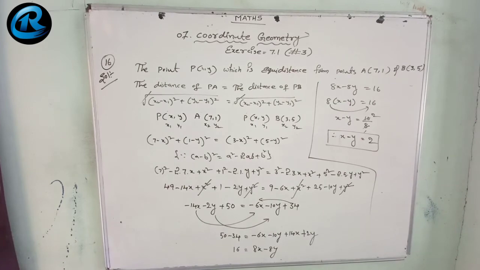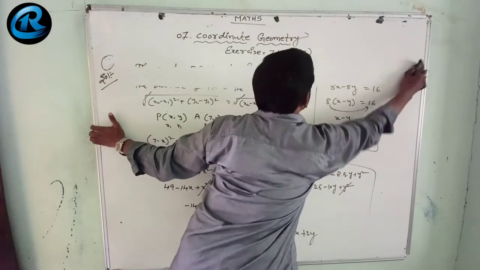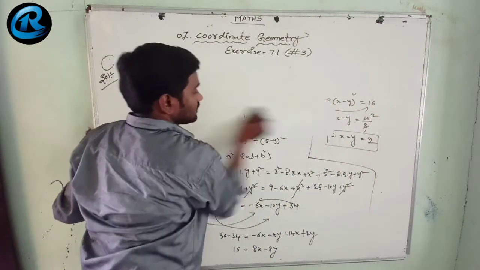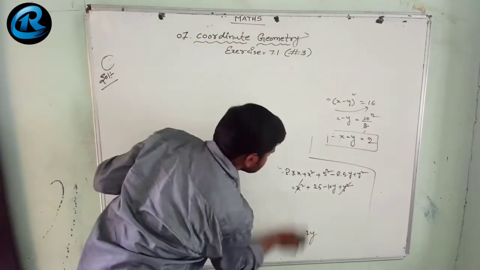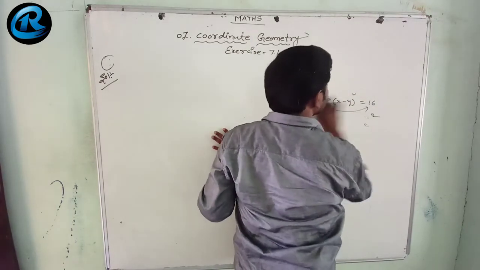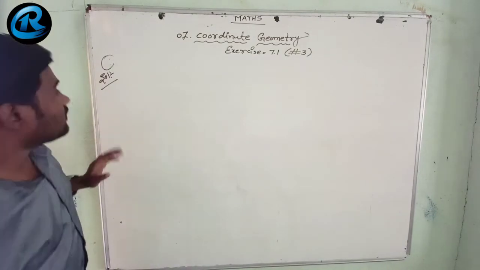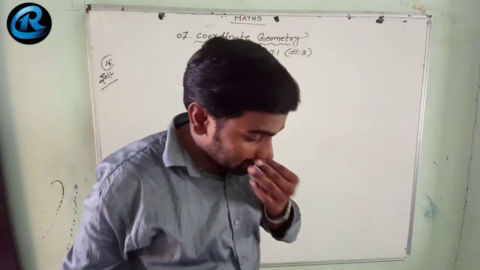Now we go for the 15th problem, and that will be the last problem in this exercise. These two are the important questions, the 14th and 16th questions, finding the relation between x and y. Okay, now we go for question number 15. See that question number 15 in your textbook.